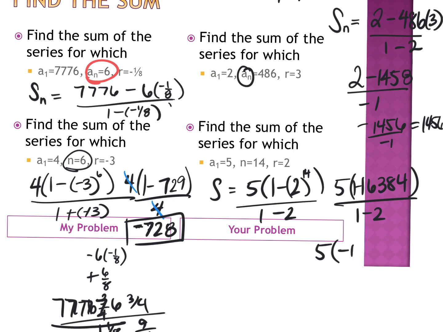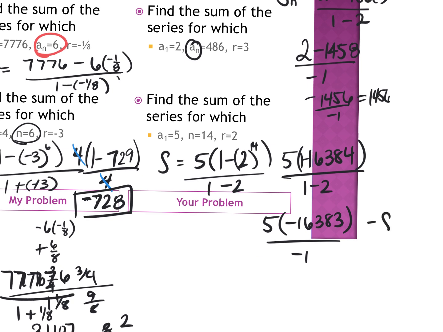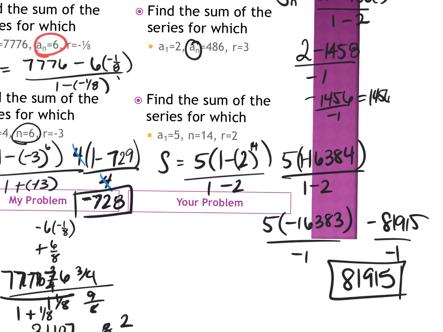So 1 minus 16,384 over 1 minus 2. 5 times negative 16,383 times 5, and that's negative 81,915 divided by negative 1, 81,915 is the sum.